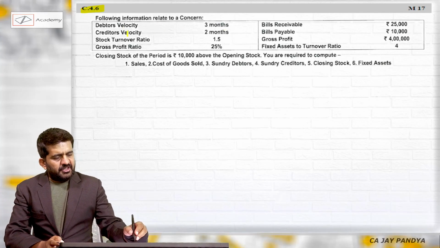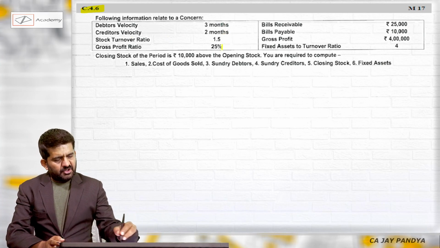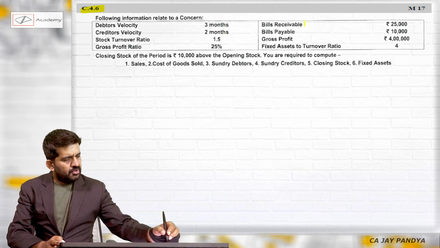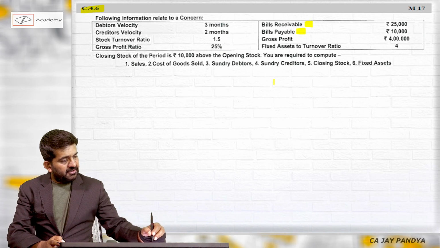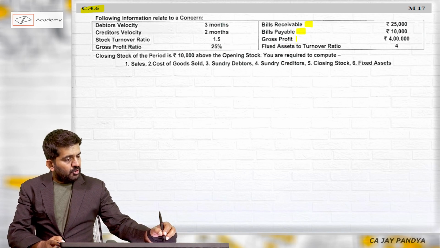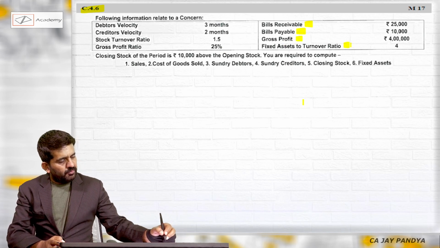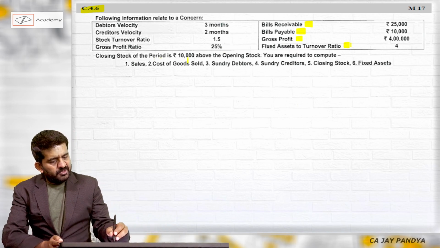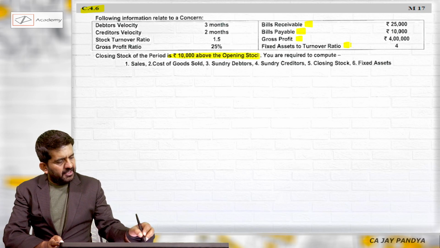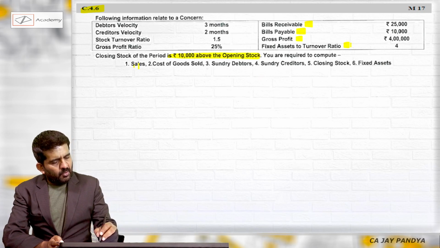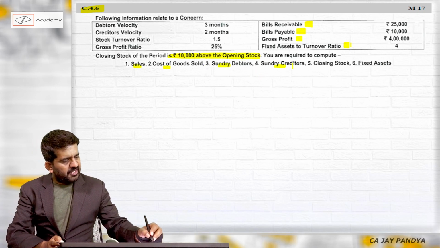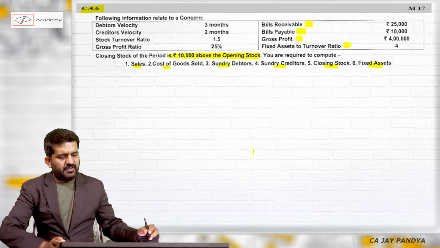Debtors velocity of 3 months is given, creditors velocity, stock turnover ratio, GP ratio, bills receivable and bills payable surprisingly are given, gross profit, and fixed asset turnover ratio are given. Closing stock of the period is 10,000 above the opening stock. You are required to compute sales, COGS, sundry debtors, sundry creditors, closing stock and fixed asset.